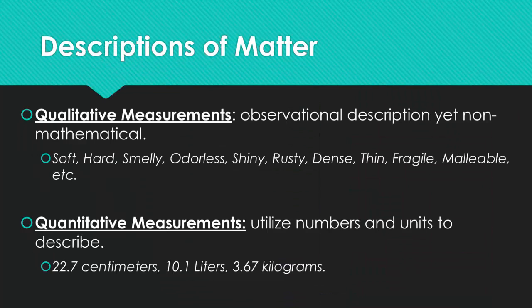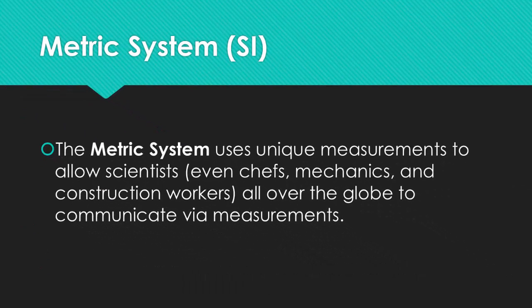So qualitative measurements are observational descriptions that are non-mathematical. So odorless, shiny, rusty, dense, things like that. Quantitative measurements are the ones that utilize the numbers. So when you actually have to measure something. So like quantity. We're going to be talking about the metric system, which is going to be our unique type of measurements that allow scientists, chefs, mechanics, construction workers all over the globe to communicate with the correct measurements.